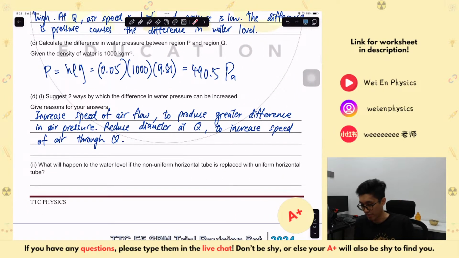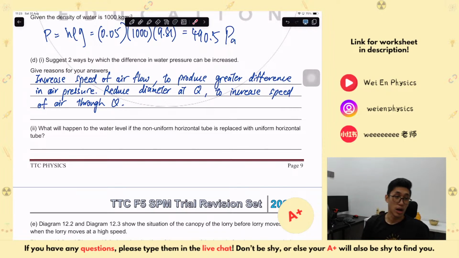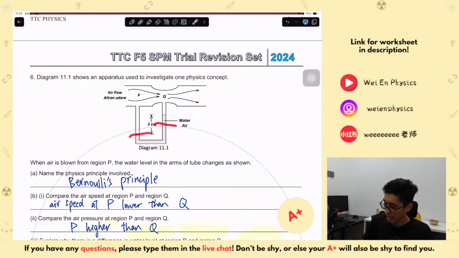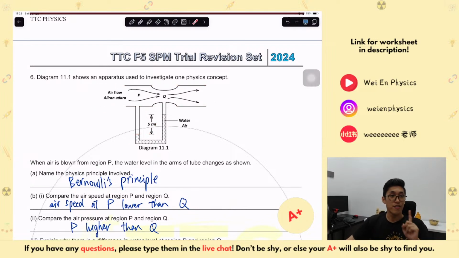More sensitive. What will happen to the water level if the non-uniform horizontal tube is replaced with a uniform horizontal tube? Meaning, what will happen to the water level here if I change this to like that, everything the same size? Your first instinct might be to say everything will be the same, right? But actually no, it won't be.